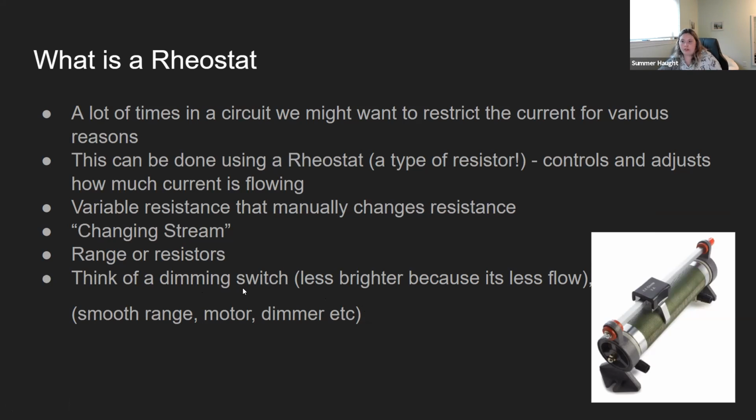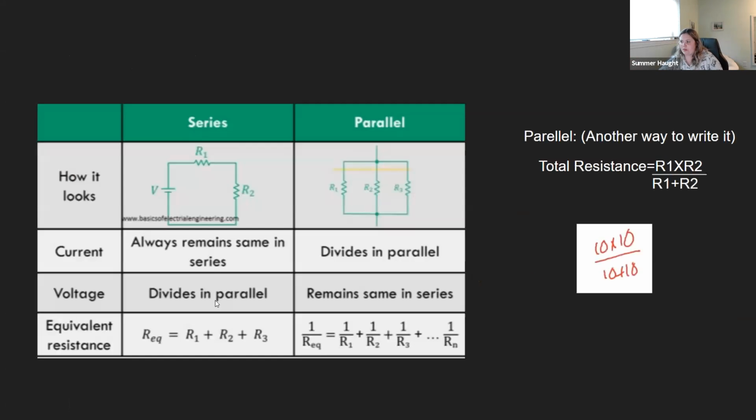So like a dimming switch is the most significant example of a rheostat, but you might have things like a motor, or just the fact that it's a smooth range. So, you know, like those dimming switches, the more you push up the level, the brighter it's going to get. So just that's the main ideas to remember for this.